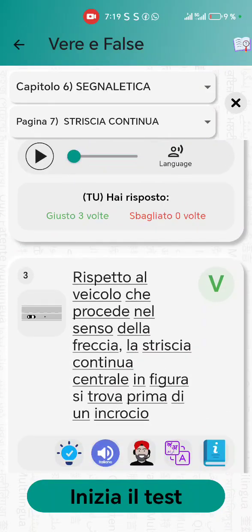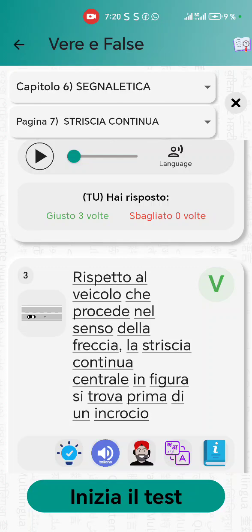So the last one, now three questions I will answer. You see, rispetto a veicoli che procede nel senso delle frecce, se la striscia continua centrale in figura si trova prima di un incrocio. So this one they talk about now, for a junction, before the junction. And you see this thing, so they don't change lane. They don't change lane for a junction. Know this. They don't change lane for a junction. So you can only change direction.